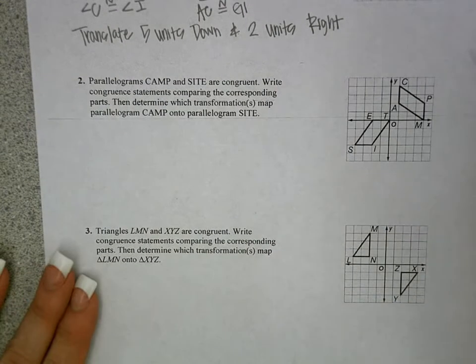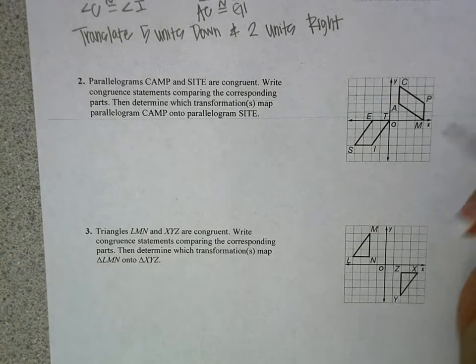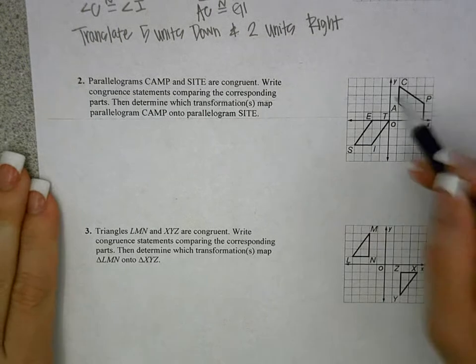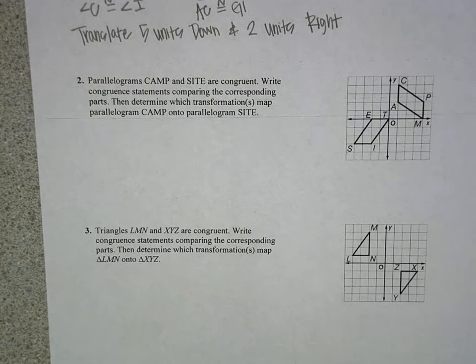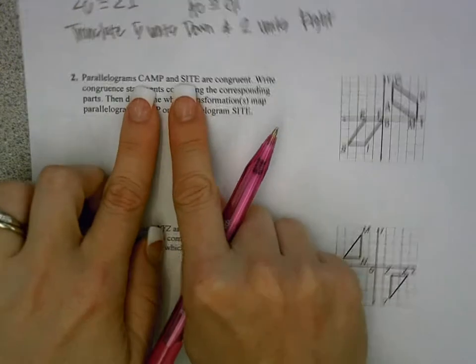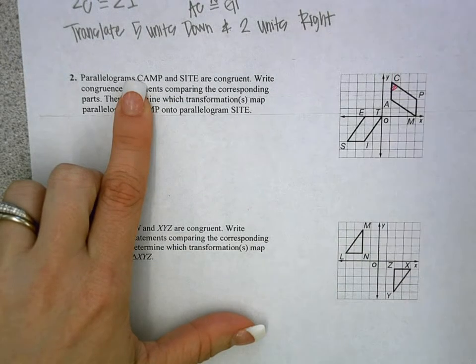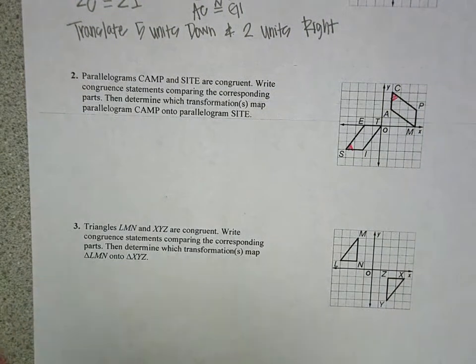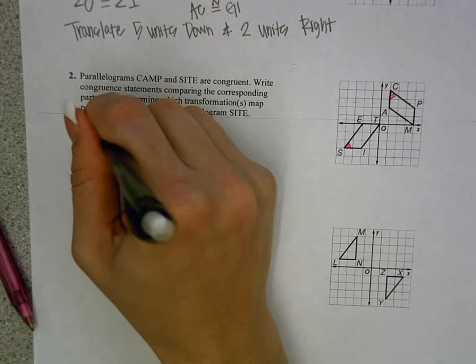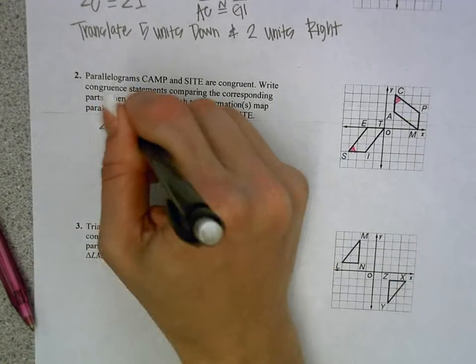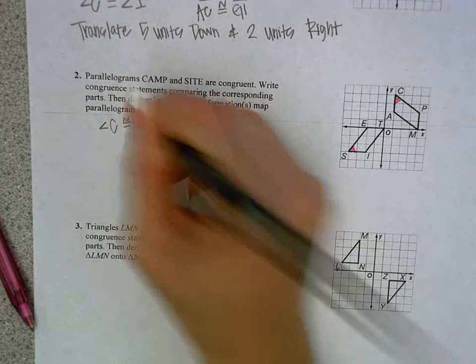Parallelograms CAMP and SITE are congruent. Write congruent statements comparing the corresponding parts, okay? So these ones, they're faced different ways. So the easiest way to start is start just like this. C goes with S. So automatically you could write that congruent statement. Angle C is congruent to angle S.